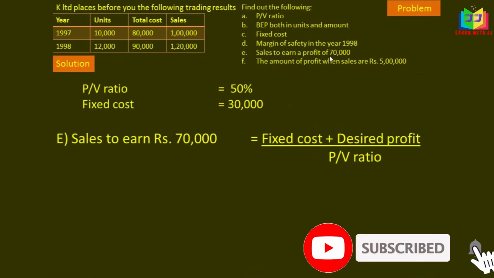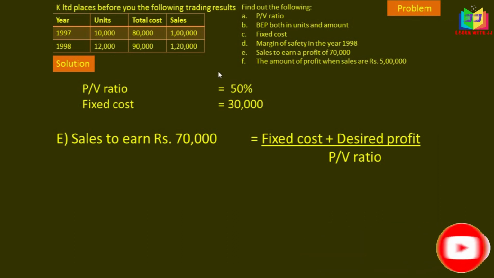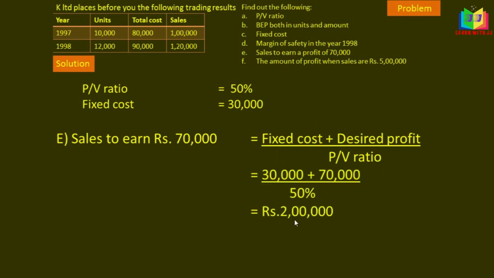Sales to earn a profit of 70,000. For this, the formula is fixed cost plus desired profit divided by PV ratio. And we know the fixed cost, that is 30,000, and the profit is stated, that is the desired profit, 70,000, divided by PV ratio, we know that is 50%. If we substitute in the formula, we'll get 2 lakh rupees. That is the sales to earn a profit of 70,000.